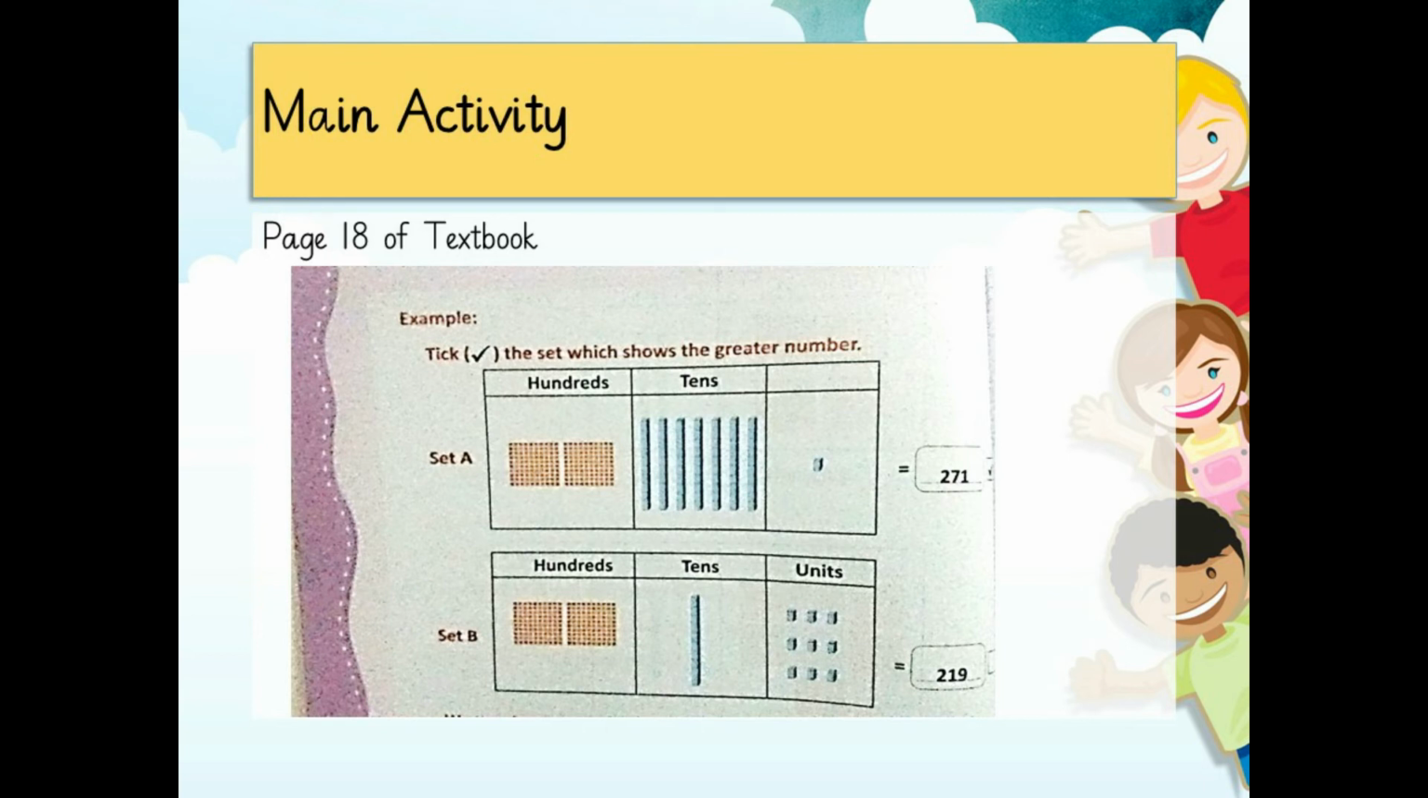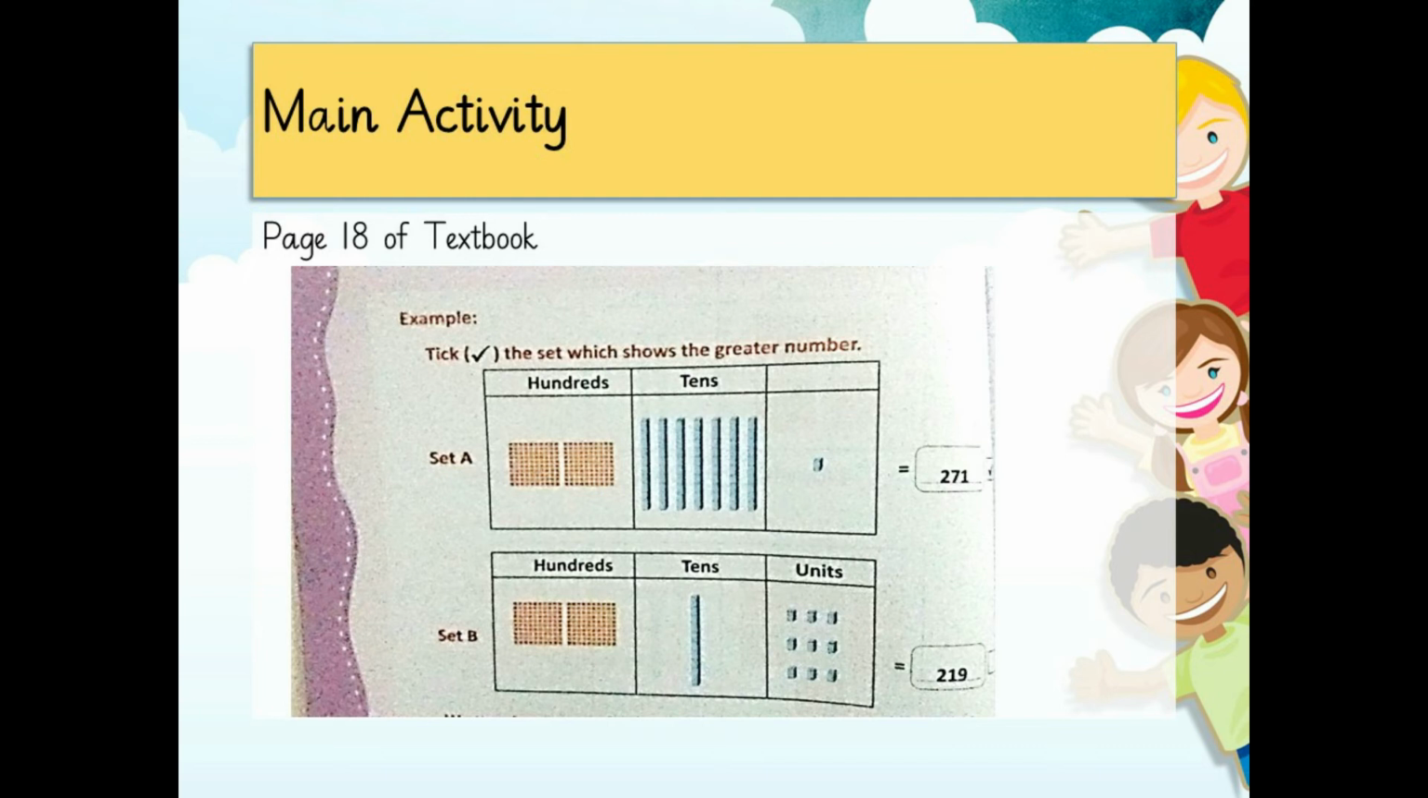This is a picture taken from page number 18 of the mathematics textbook. This is an example regarding comparing and ordering. You can observe very clearly there are 2 place value charts given, each filled with the respective number in each column. The first one has 271, means 2 hundreds and 7 in the tens column and 1 unit in the unit column. The picture shows the base 10 apparatus filled within the place value chart. The second one is 219.